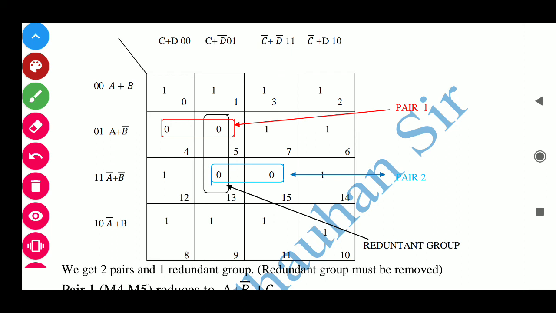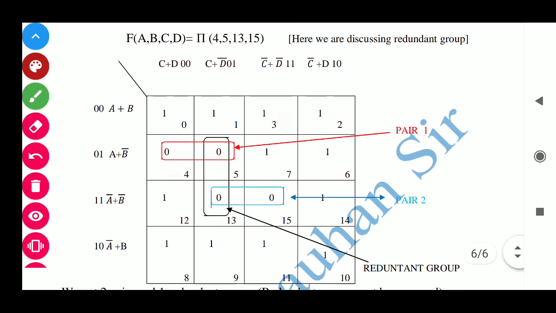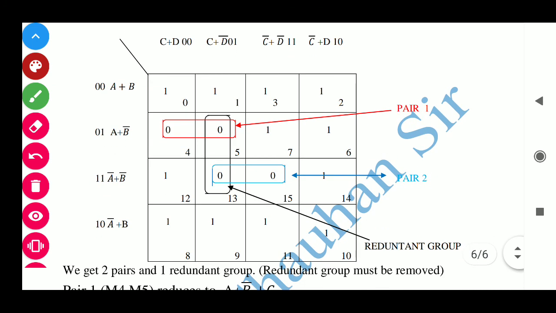Write the variables a plus b naught, a naught plus b naught, a naught plus b, and c plus d, and c plus d naught, c naught plus d naught, and c naught plus d. After writing, just check and see your cardinal forms. 4, 5, 13, 15 you have to write the 0, and rest all the cells will contain 1. So 0 in 4 cell and 5 cell you have written 0, and 13 and 15 you have written there 0, 0. Otherwise all cells are filled with 1.